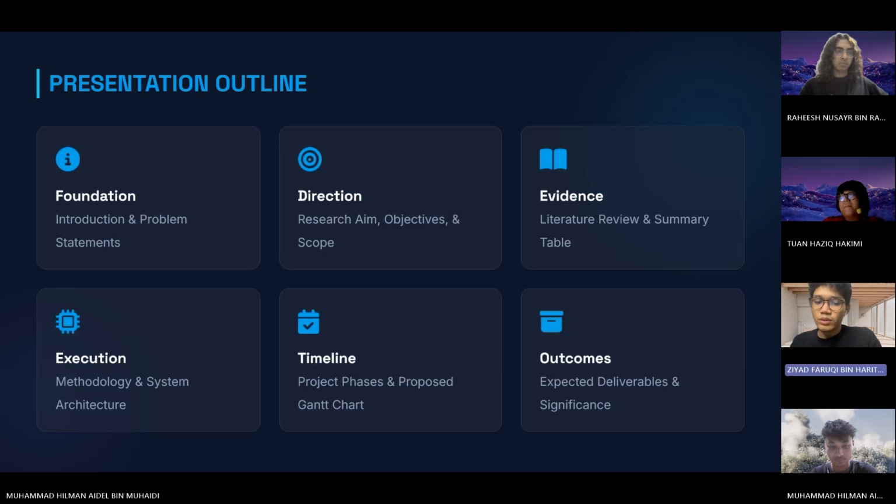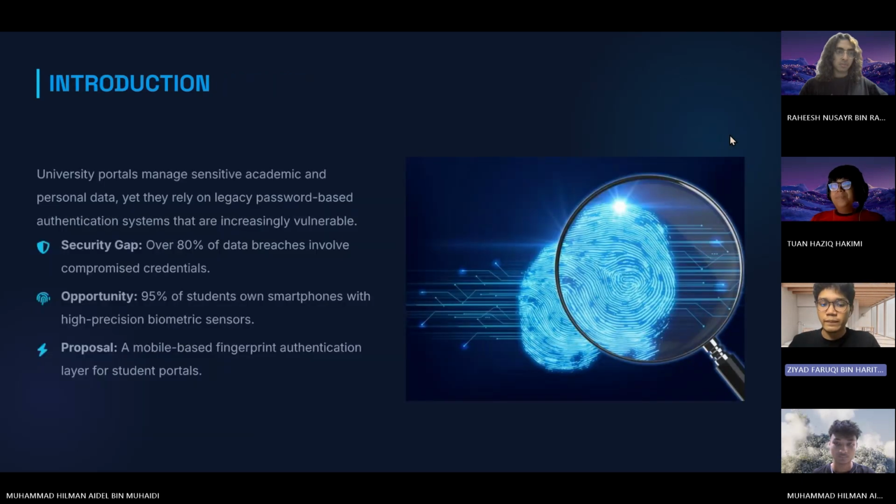Third, we will review the academic groundwork already done by experts in our literature review summary. Fourth, we will deep dive into our design strategy, detailing our agile scrum methodology and the cloud to mobile system architecture. Fifth, we will share our 12-week project timeline. And finally, we will share our expected deliverables and why this matters for UniKL. So let's start with our very first phase, which is the introduction.